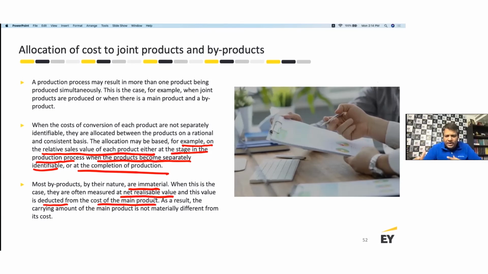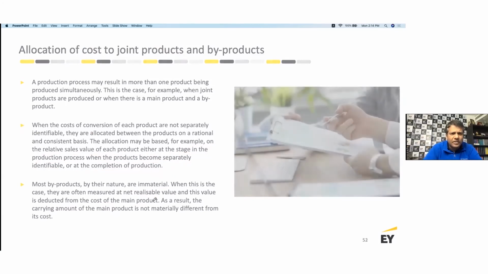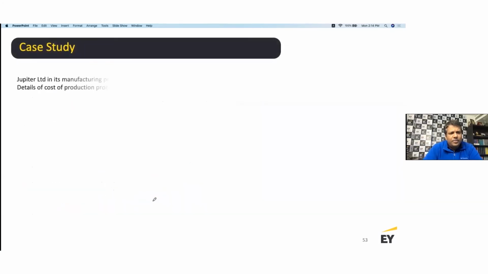Then how do you allocate? If you can identify the cost, then you do it on that basis, or if you can't, then based on the relative sales price of each of the products which are produced through the same production process. Okay, let's do this with the help of a case study.